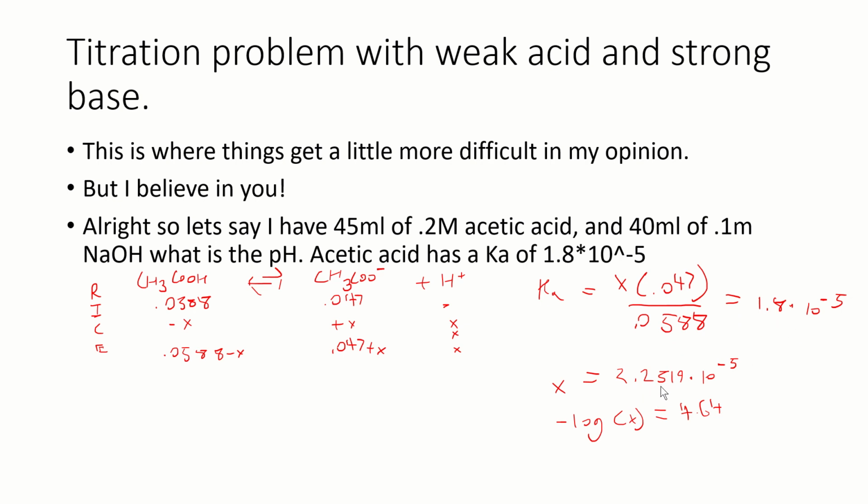You should get x being equal to 2.25 times 10 to the minus fifth, and then you take the negative log of x, because that's how you solve for your pH, since that's your H plus concentration, and you should get the pH to be 4.64.